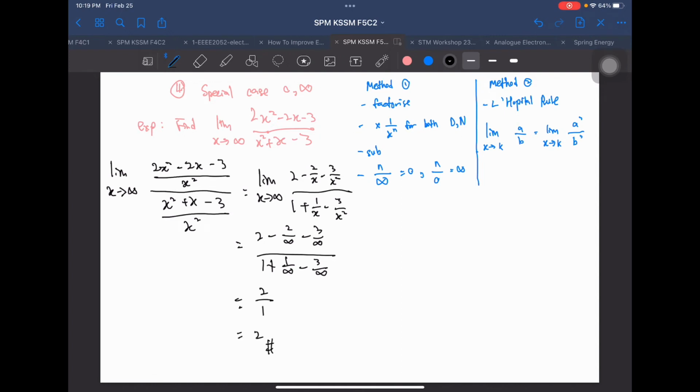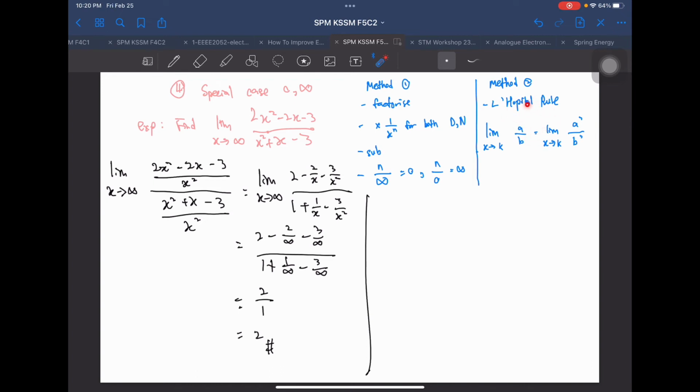So what if we use the second method? The second method I'm gonna introduce is L'Hopital's rule. It's a rule that you're gonna learn in pre-U if you further your study, but don't worry, it's easy and simple. You can use this to check any answer related to limits. This includes the previous 3 parts that I taught in this video.